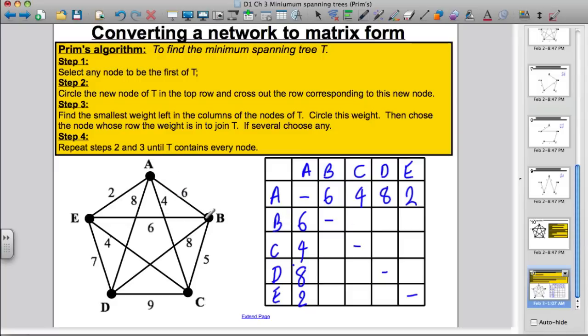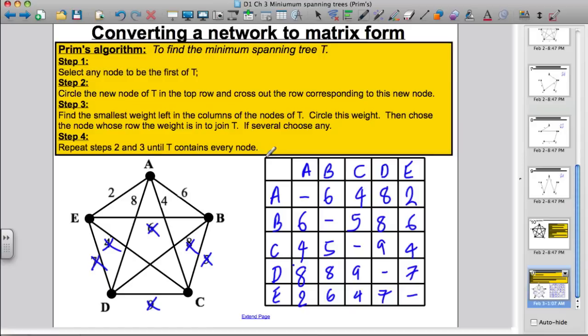So what's BC? BC is 5 here, BD is 8, and BE is 6. Let's go from C. C to D is 9. C to E is 4. And finally D to E is 7. So that 7 goes there, that 7 goes there. So we've converted our network into a simple matrix form.